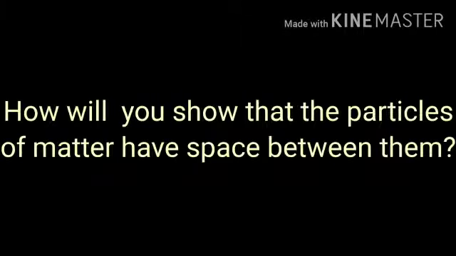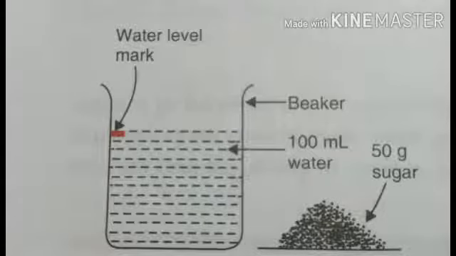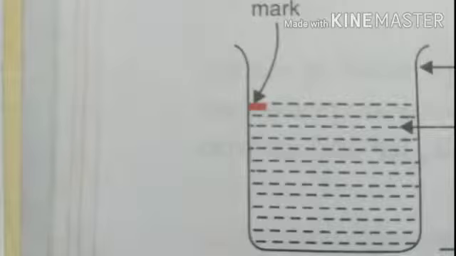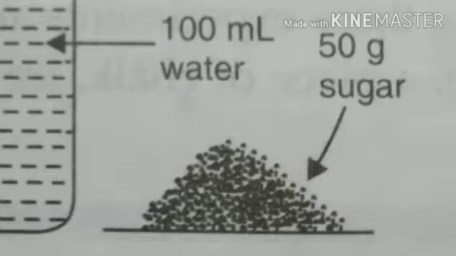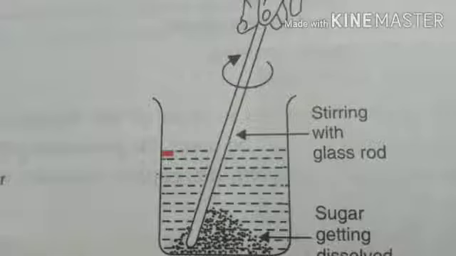Question is, how will you show the particles of matter have spaces between them? This can be answered as, the spaces between the particles of matter can be shown by performing the following experiment by using water and sugar. We take about 100 ml of water in a beaker and mark the level of water in the beaker with a marking pen. Also take 50 grams of sugar. Now add 50 grams of sugar in water in the beaker.